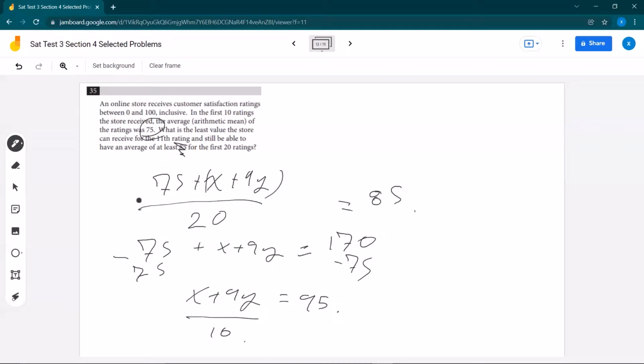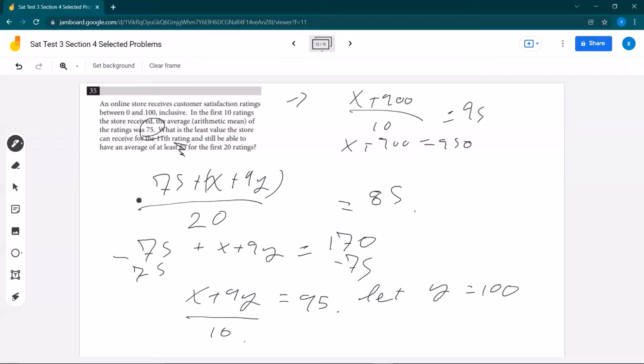If we look at only this part, the average of this last part is equal to 95, because 75 plus 95 over 20 is 85. So what's the smallest we can make X for this to work? Let's make Y the maximum. If we let Y be 100, then we have X plus 900 over 10 equals 95. Multiplying both sides by 10, we get X plus 900 equals 950. Therefore, X is equal to 50.